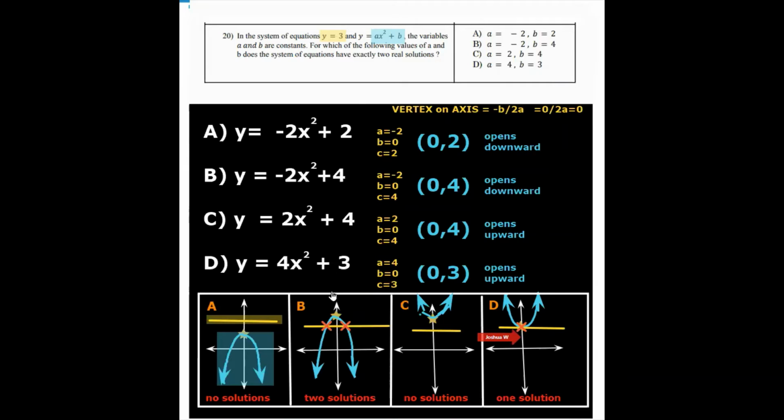Going back to the correct answer, choice B, that one opens downward because it was negative 2x squared, but its vertex is anchored at 4. So as it goes left branch and right branch, it will intercept y equals 3 at two different locations. So the correct answer was B. When a equals negative 2 and b equals 4, the system of equations will have two real solutions.